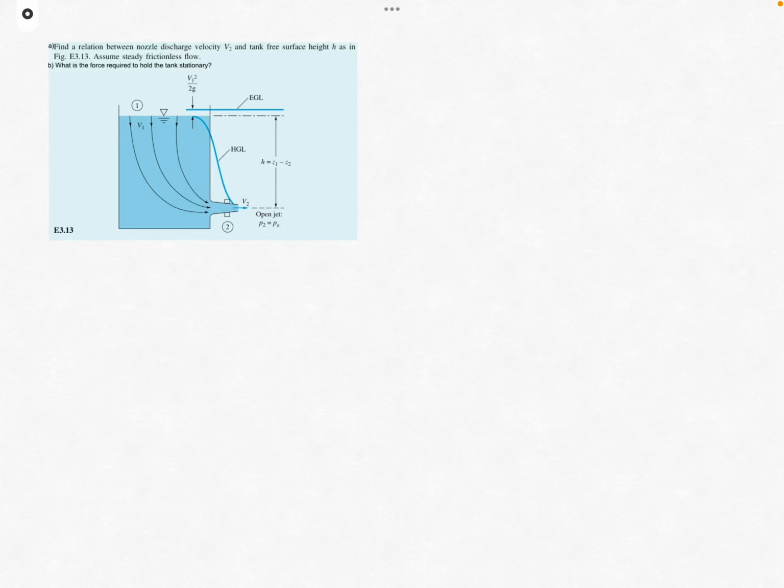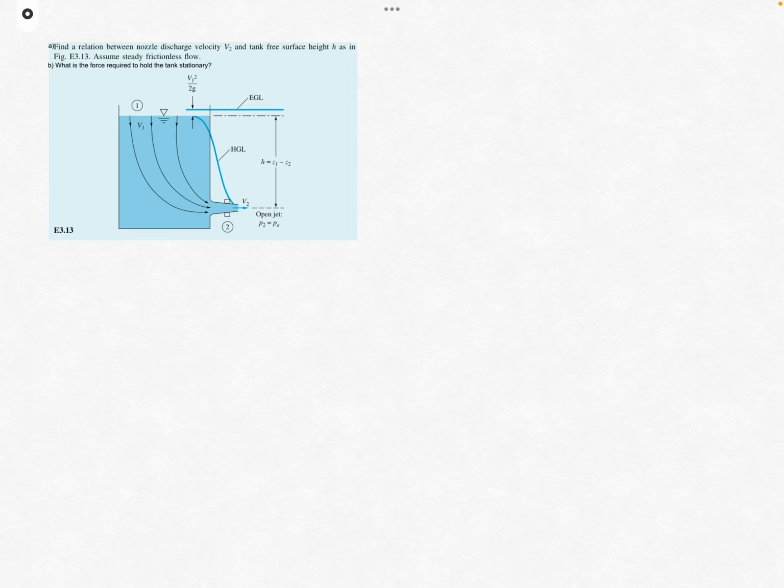In this example, we're going to be looking at an example where we're going to be applying both Bernoulli and momentum balance in order to get to our final result. And so this is a good example of how we can use all the different relationships that we've developed in chapter 3 to really pull together a much more complicated problem.